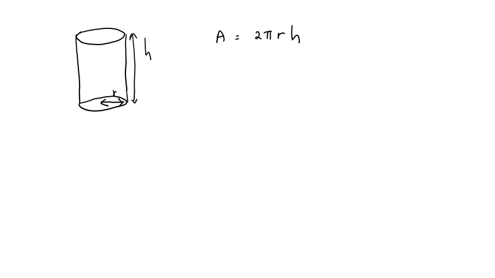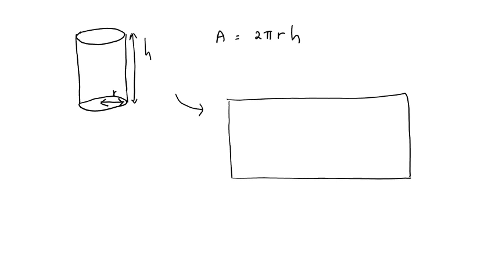We can imagine cutting the cylinder and unrolling it. If you just cut open the cylinder, you will get this rectangular form, and the dimensions of this rectangle will be h and the length 2 pi r, which is the circumference of the circle here. Then the area is simply the height times the width, which is 2 pi r times h.